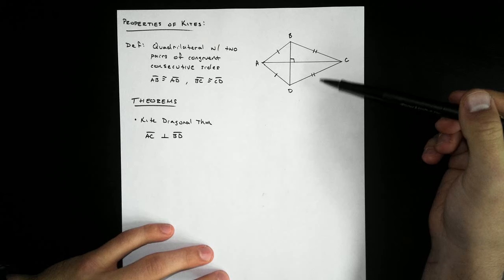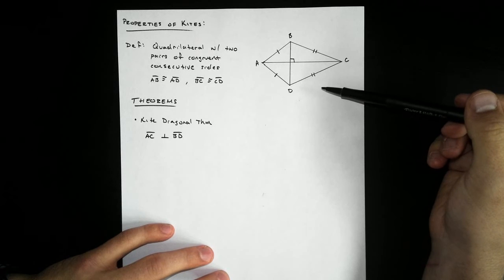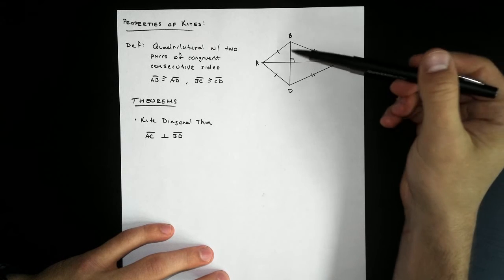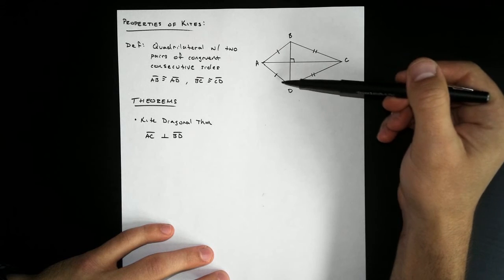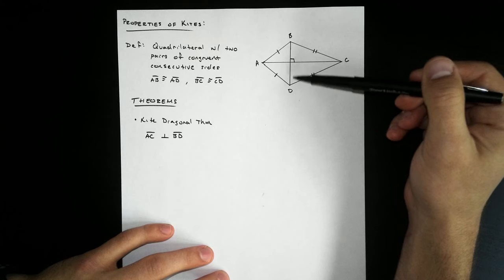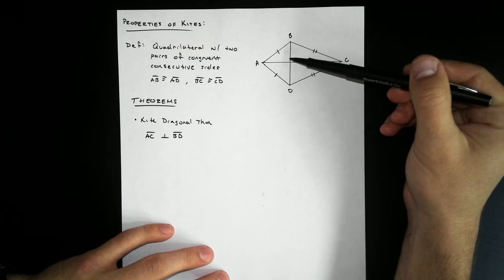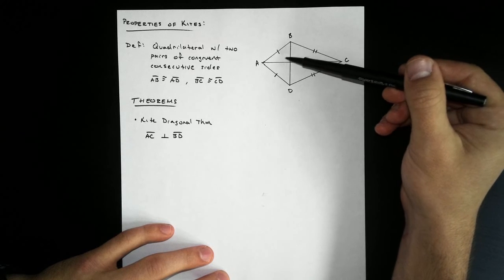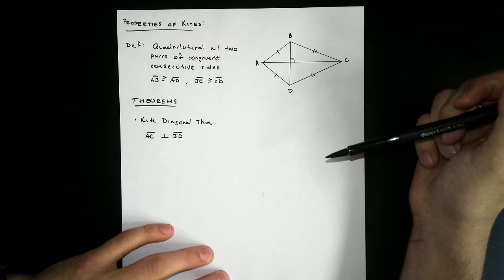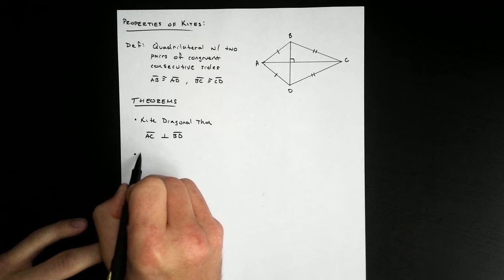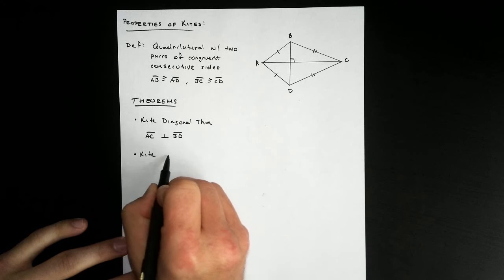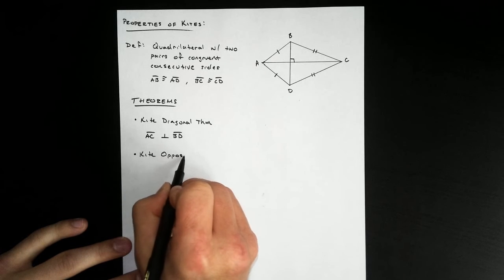That's a pretty straightforward theorem to justify just using some congruent triangles. It's easy to get the big triangle on top here is congruent to the big triangle on bottom, just with side, side, side. And then from there we can show that these angles have to be the same as well, so they're perpendicular. All right, and then the second theorem, the second property, is the kite opposite angle theorem.